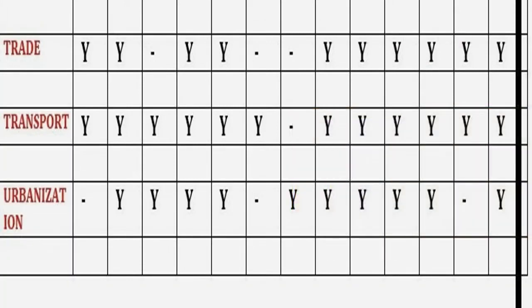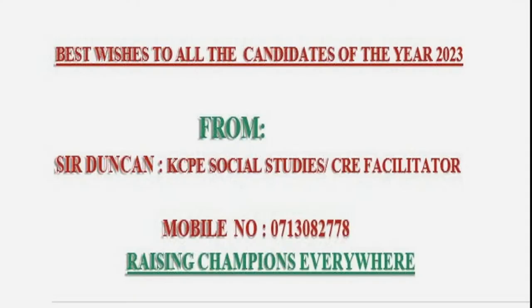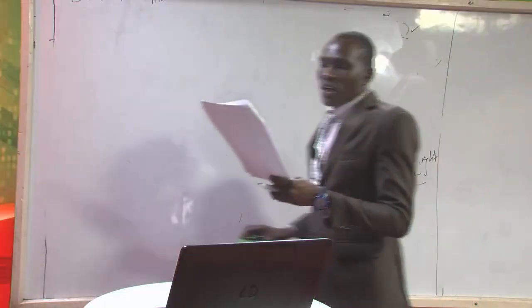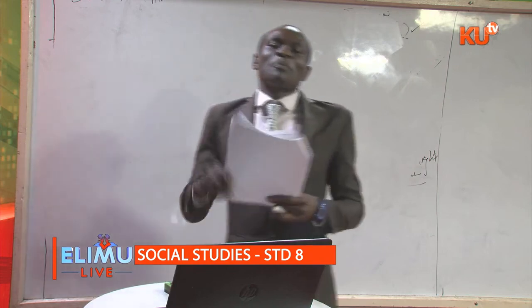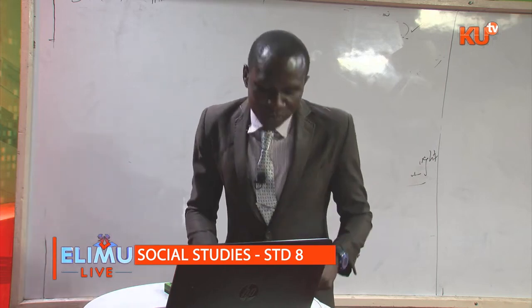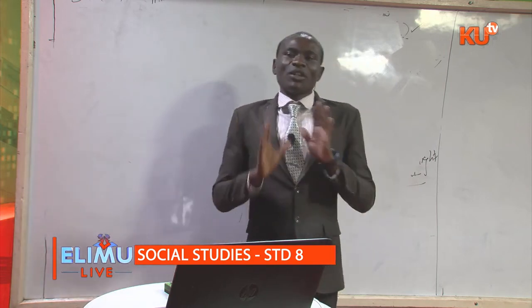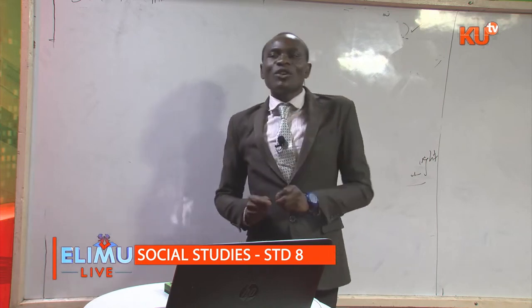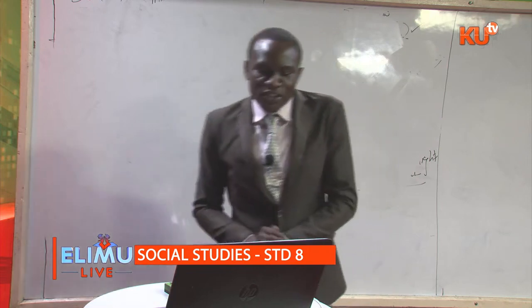If you look at urbanization, 2010, that question did not come. I want it to be very clear so that you can be able to view it well and come up with your own findings. In 2010, a question on urbanization missed. Then 2011 to 2014, that question has been coming on still urbanization. Then 2015, that question did not come. Then from 2016 up to 2020, that question has been coming. 2021, it did not come. Then 2022, that question was set.